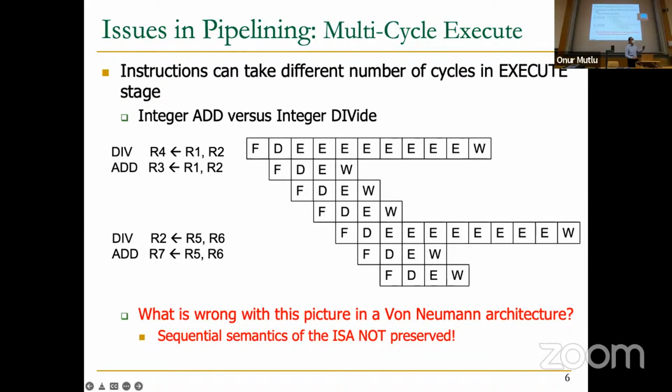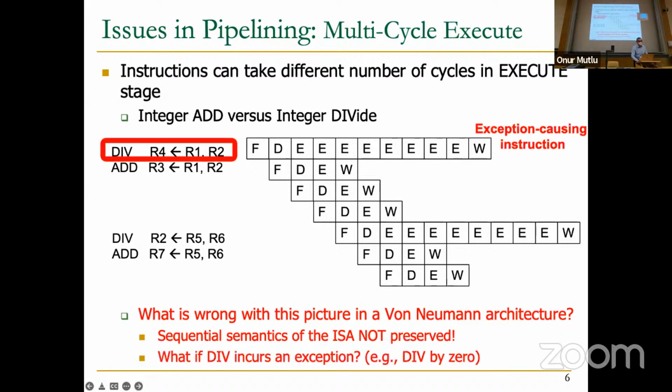Right. We said that the sequential instruction processing is good for debugging. We'll talk about that also. Okay, let's assume that. But why could this be a problem? Because this division may not actually work correctly, right?